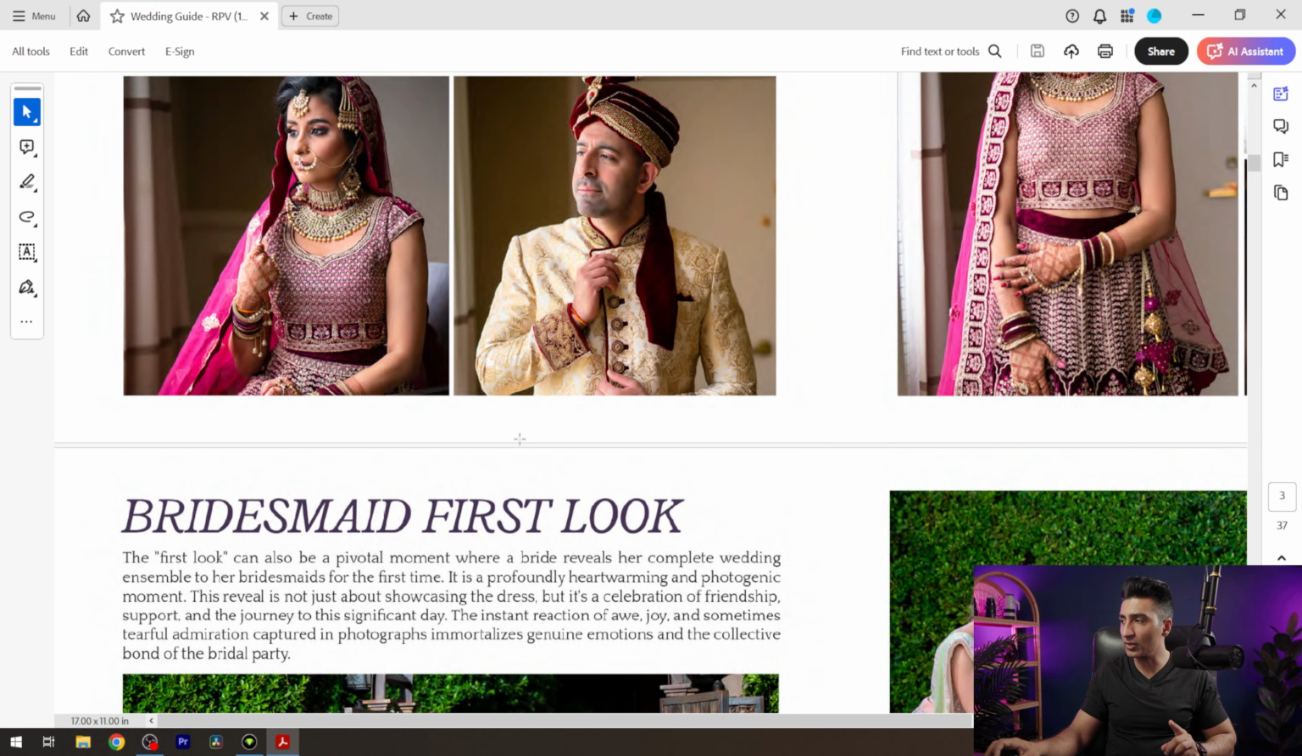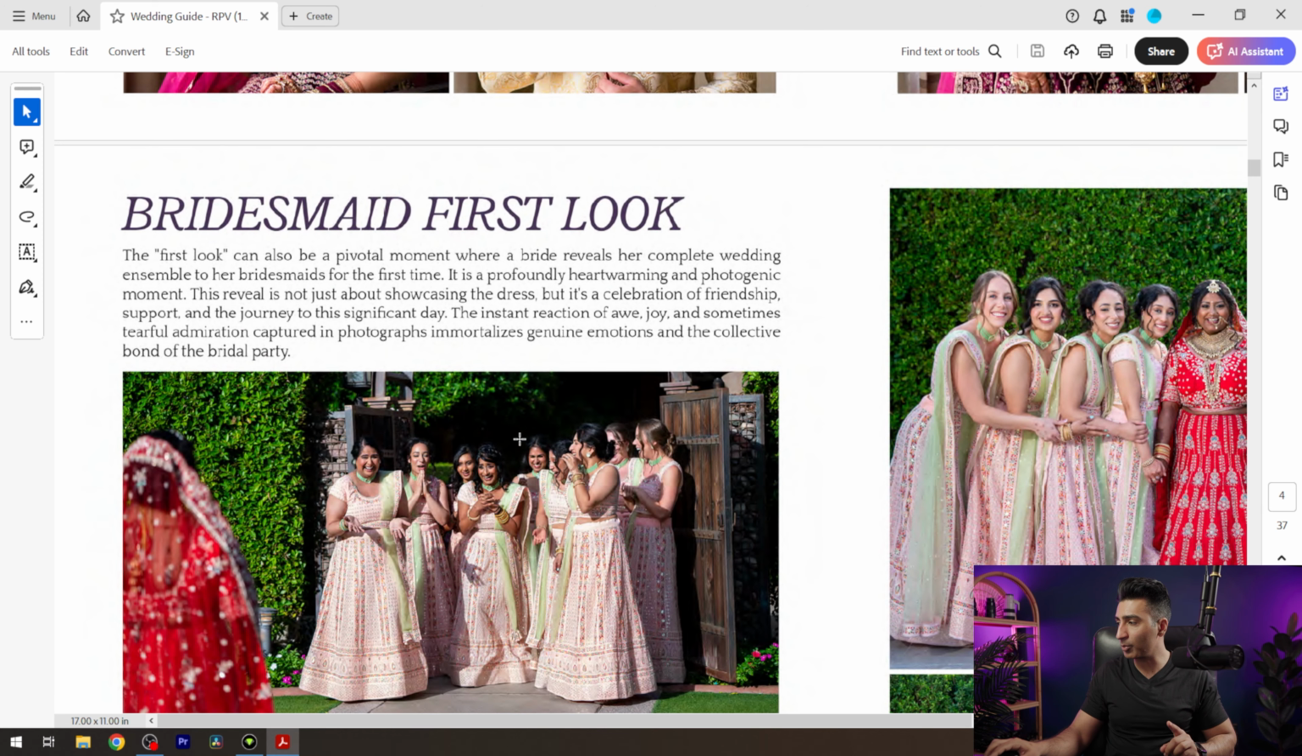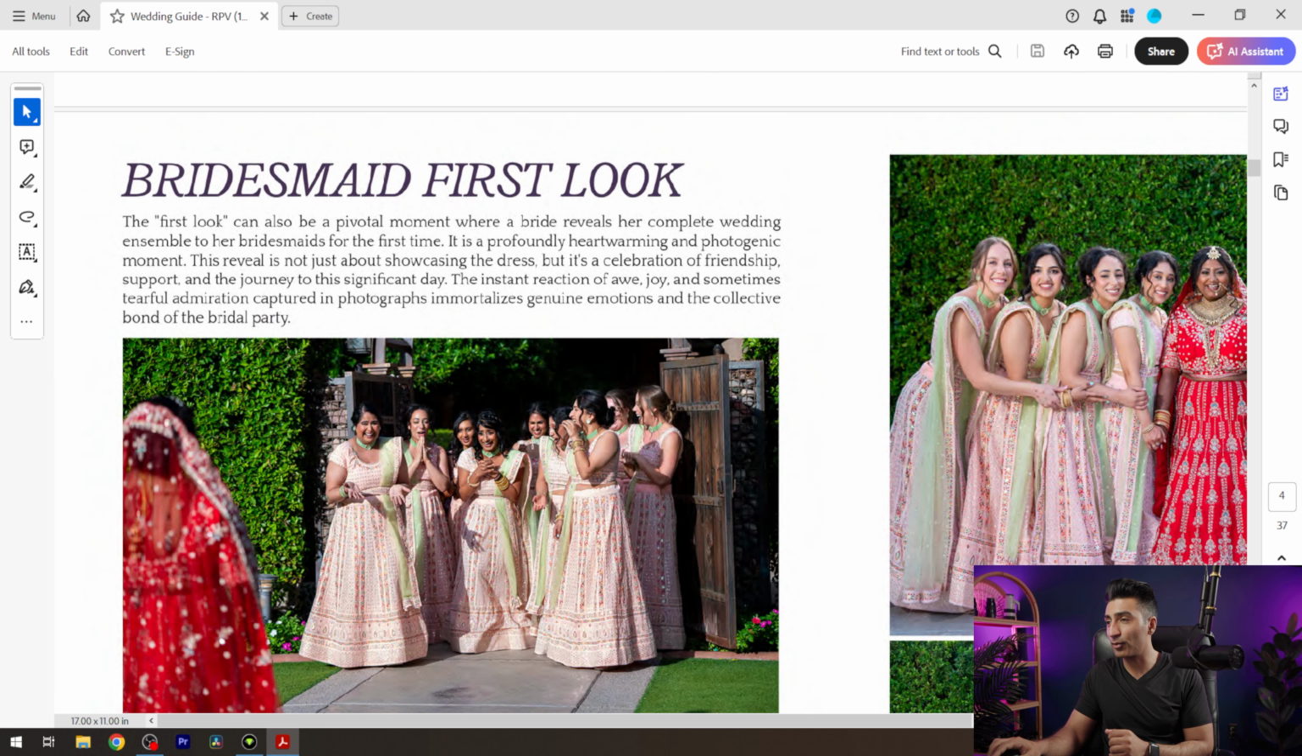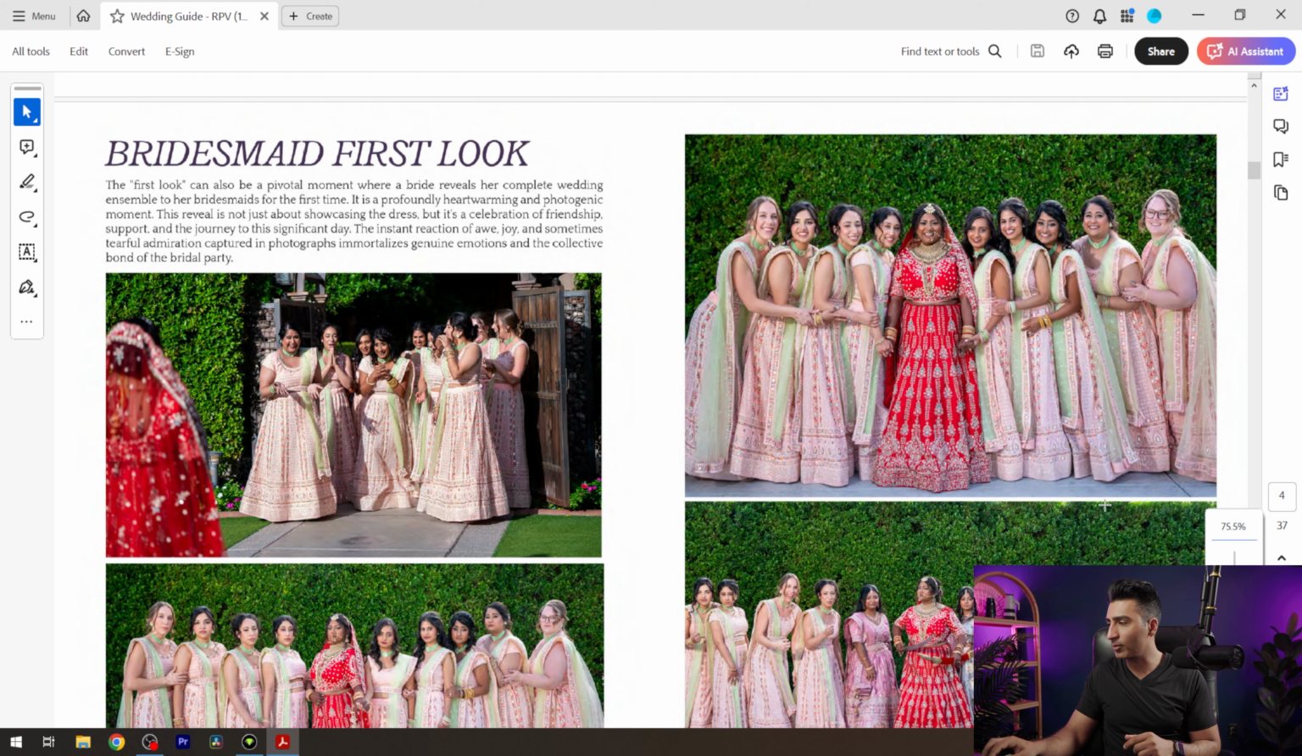Next stage is really the first look, and this is not just a couple's first look, but the bridesmaids' first look and the groomsmen's first look. This is something that we're seeing trending more often, where our brides and our bridesmaids want to see her bride, their best friend, their family member, in their wedding outfit. So this is something that started to trend more recently. Not mandatory, but something you may want to consider as part of your timeline.